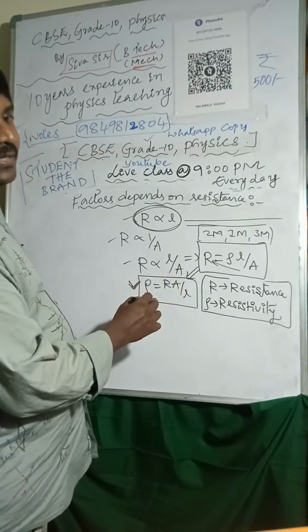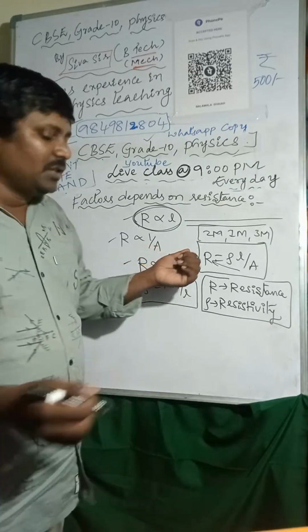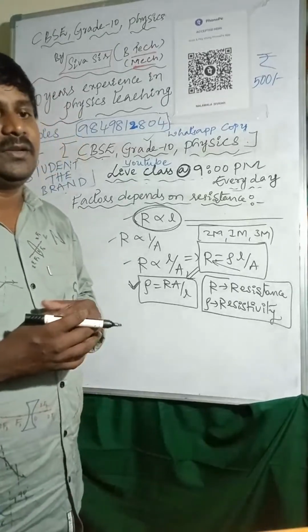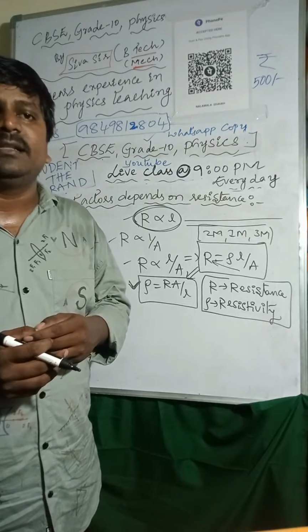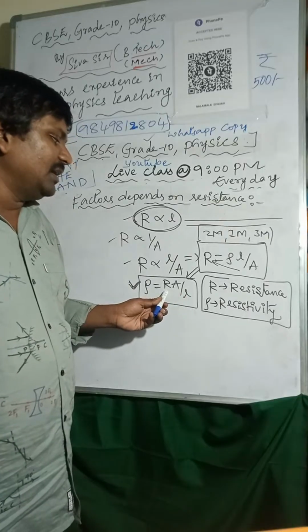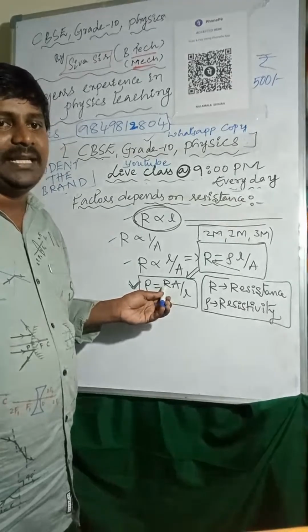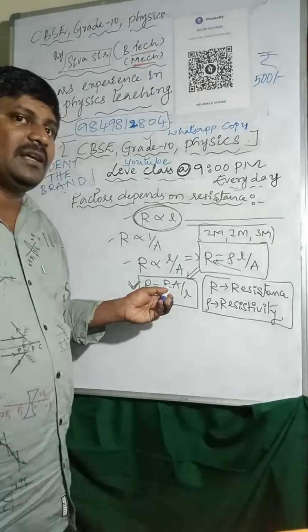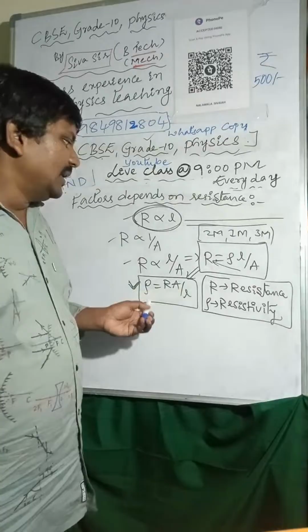Here, if you are stating definitions, resistance is the phenomenon of opposing the electric current in the circuit. Resistivity is nothing but the resistance of the conductor per unit length and unit cross-sectional area. So that is about resistivity.